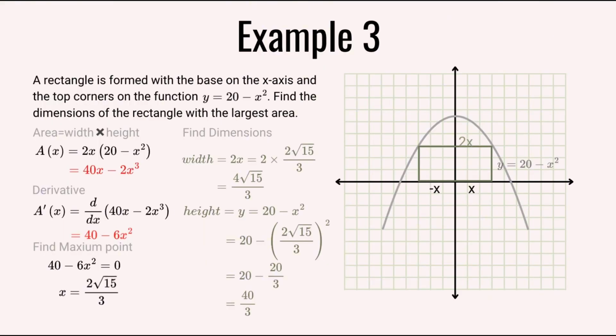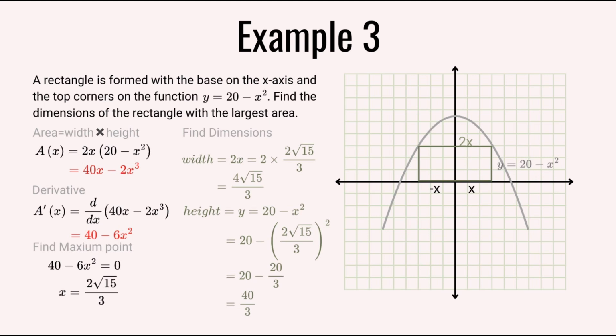Here is another example. A rectangle is formed with the base on the x-axis and the two upper corners on the function y. Find the dimensions of the rectangle with the largest area. Here is a graph on the right side. We can see we set the rectangle in the curve. The width is 2x and the height is the function y.